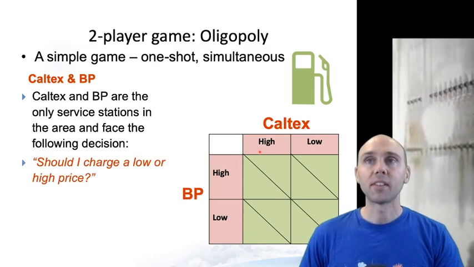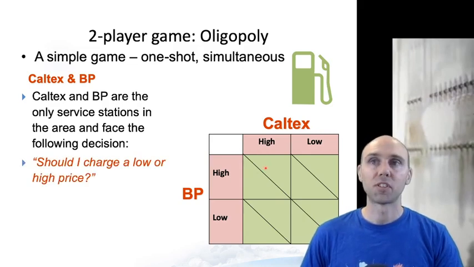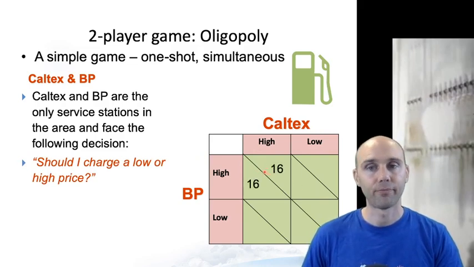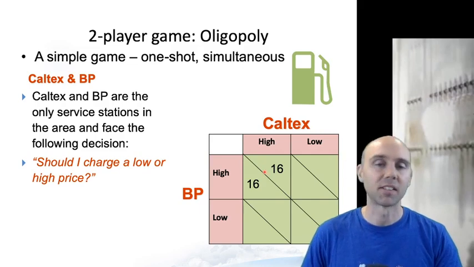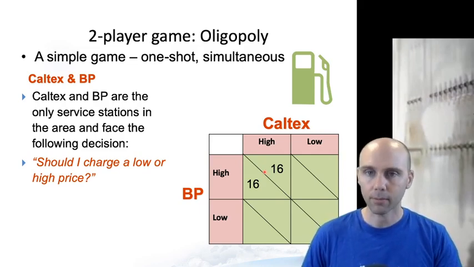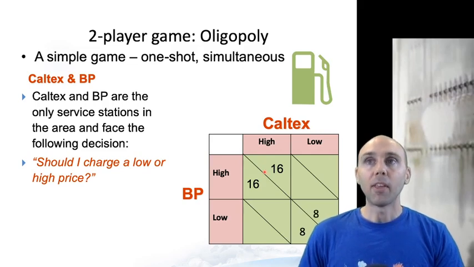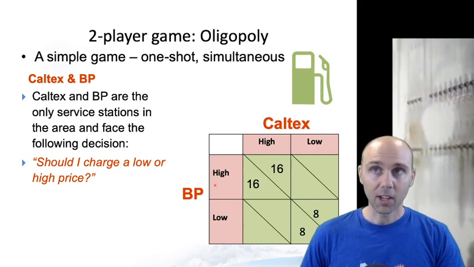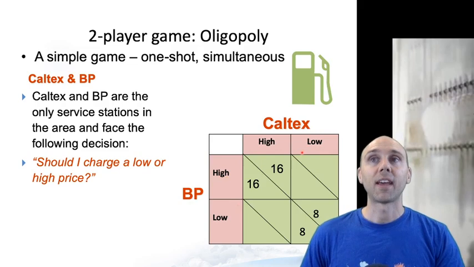Well, if they both set high prices, they can both split the market and both make profits of 16, whatever, it doesn't matter, $16,000 a week, let's say. If they both set low prices, they again split the market, but now they're making less profit to split, so they're both getting 8.